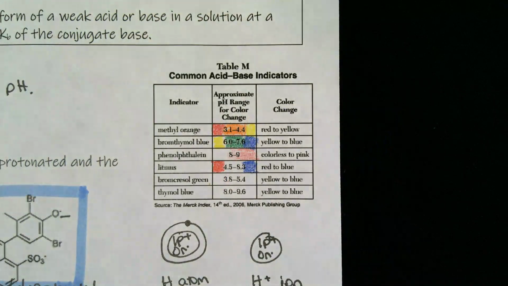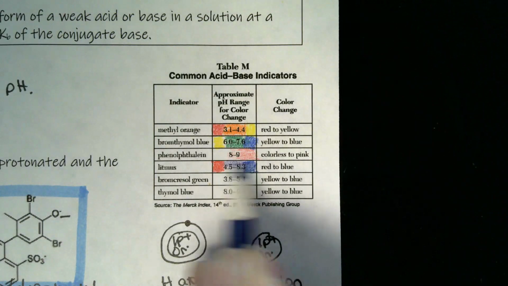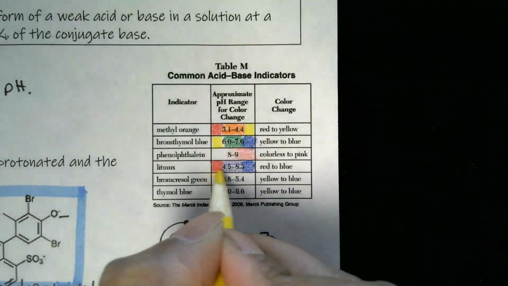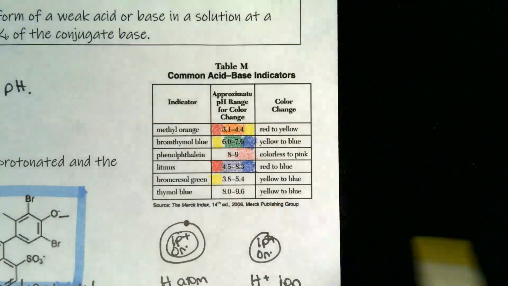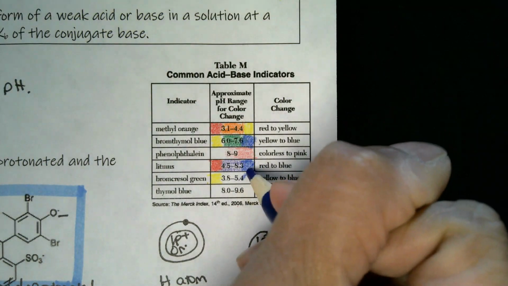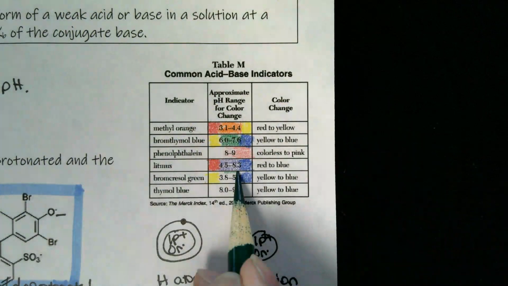And the in-between is a purple. Bromocresol green, we did this one already. So below 3.8 is yellow. Above 5.4 is blue. And in between is our green.